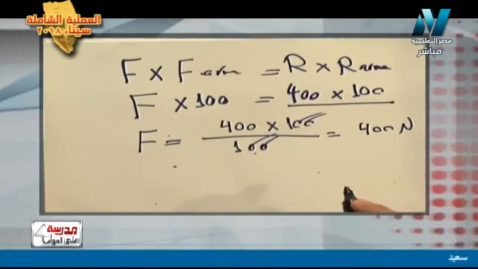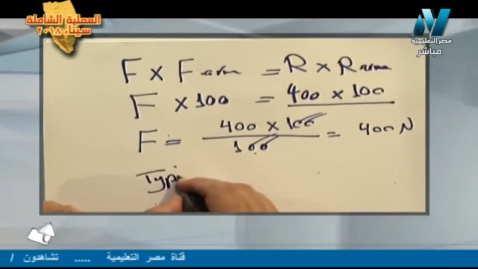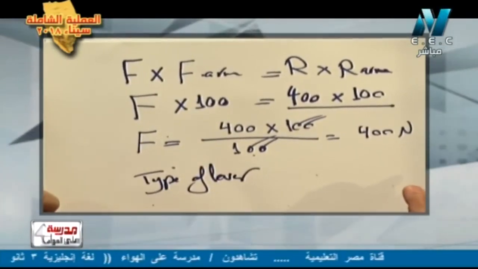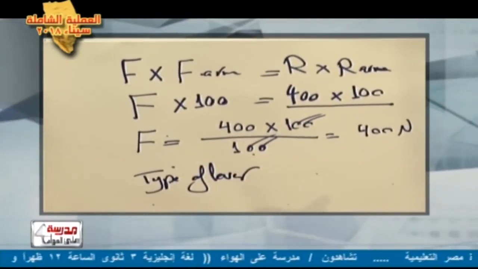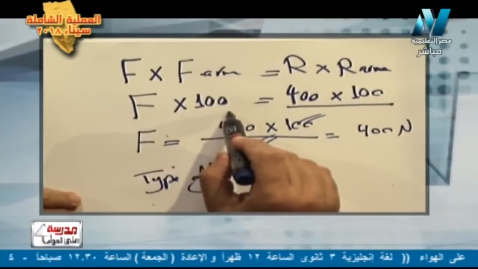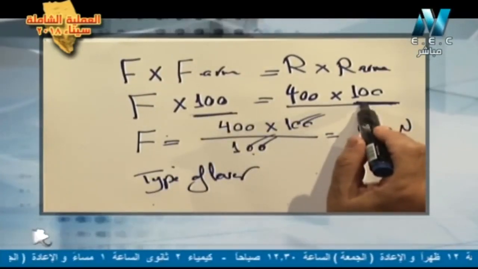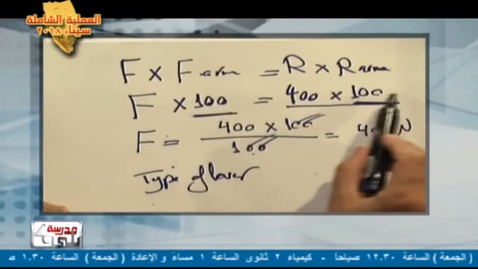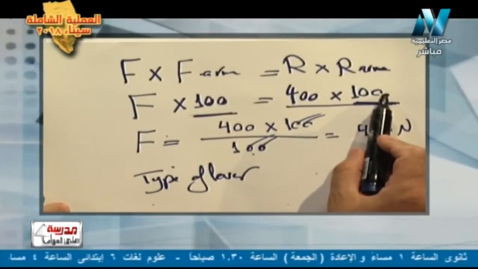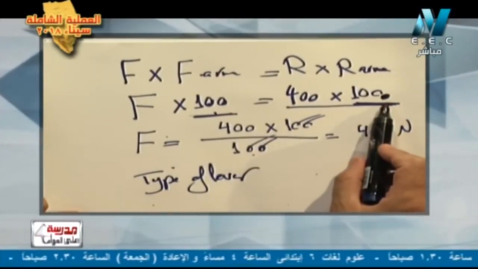So how can I find the type of lever? Here I am required to know the type of lever. I have 2 important points to know the type of lever. What are they? They are the effort force arm and the resistance arm. If the effort force arm is longer than the resistance arm, surely it will be the second class lever.